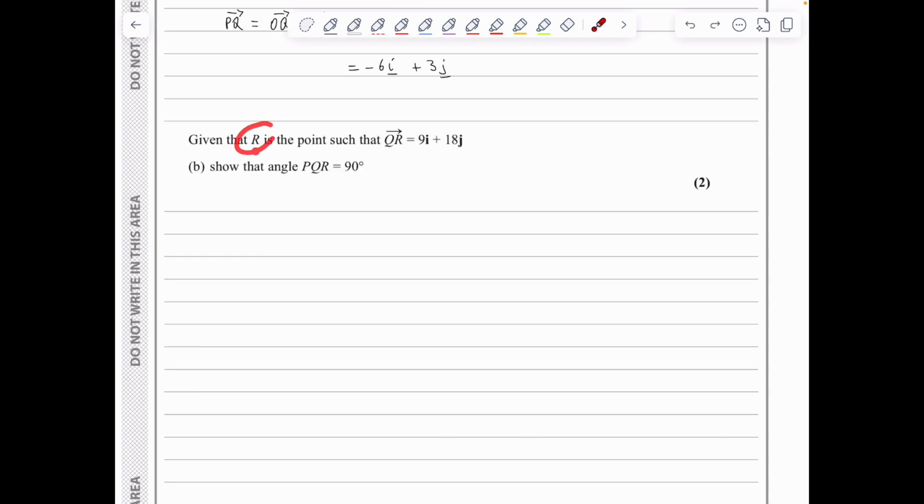We then have the point R such that the vector QR is 9i plus 18j, and we need to show that the angle PQR is 90 degrees. I will start by writing down that the vector QP is simply equal to 6i minus 3j. So I'm just flipping the signs in the vector for PQ. And then I'm going to draw a diagram to see exactly what's happening. We've got the vector QR, which goes 9 to the right and 18 up. And then we've got the vector QP, which goes 6 to the right and 3 down. I'll be working with gradients to show that this angle here is a 90-degree angle.